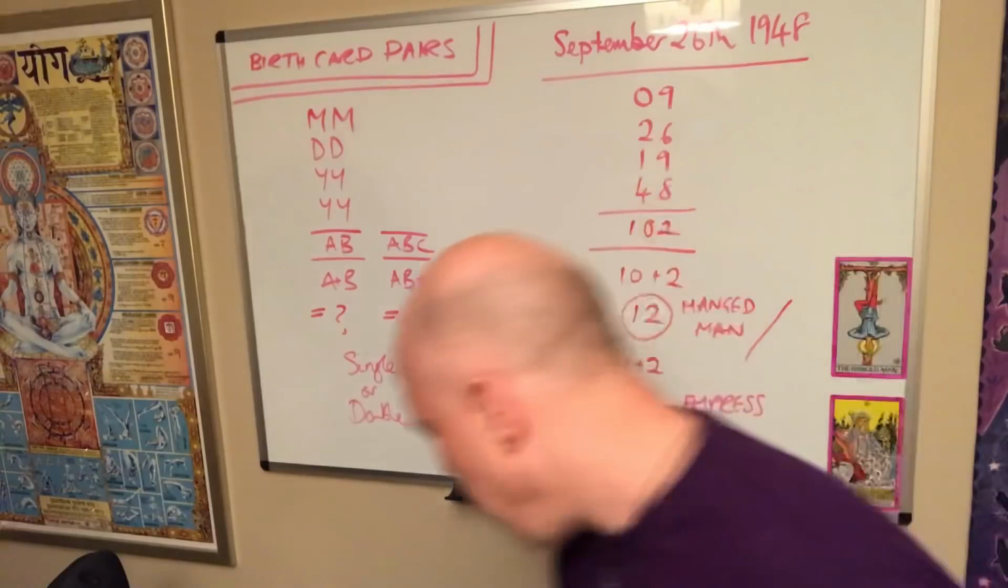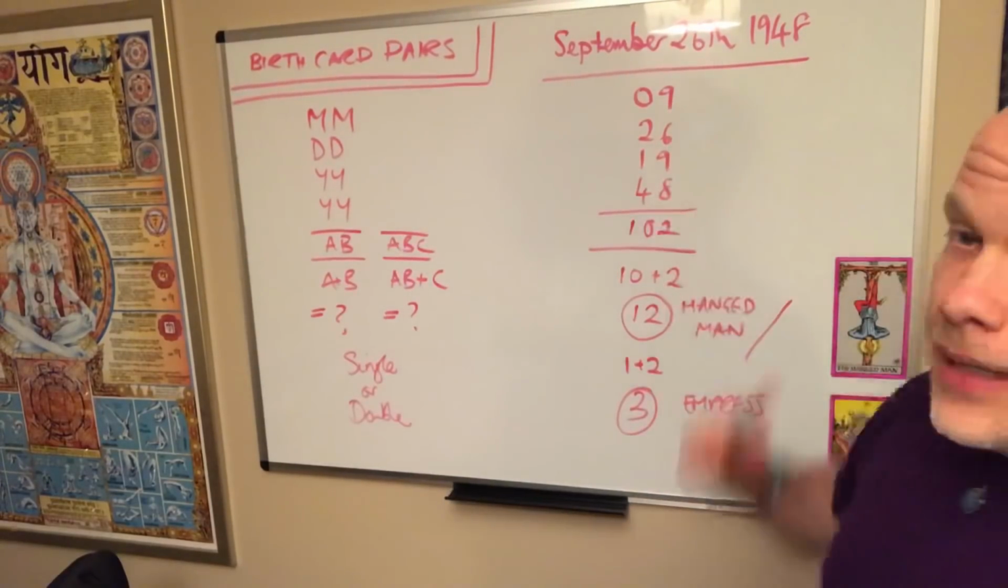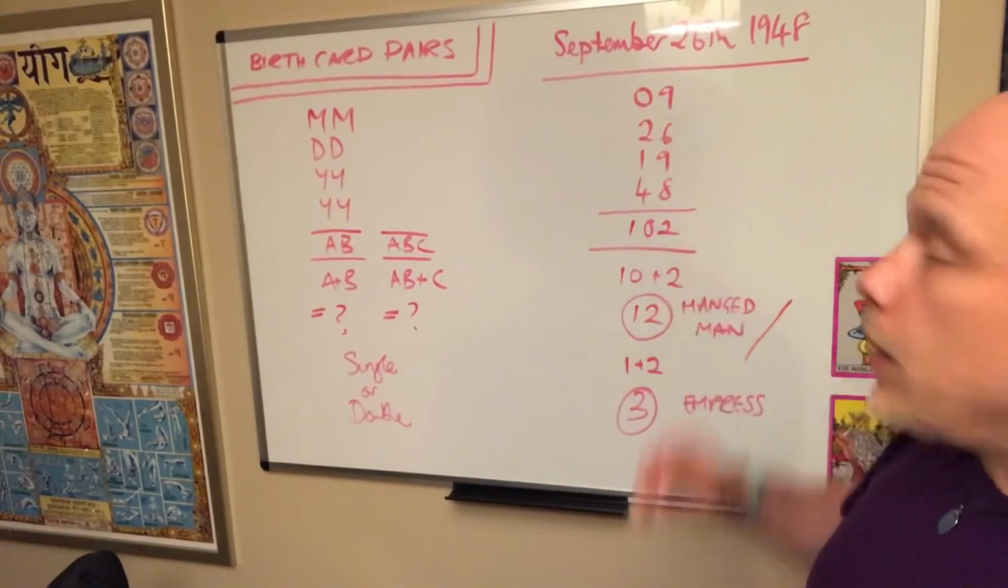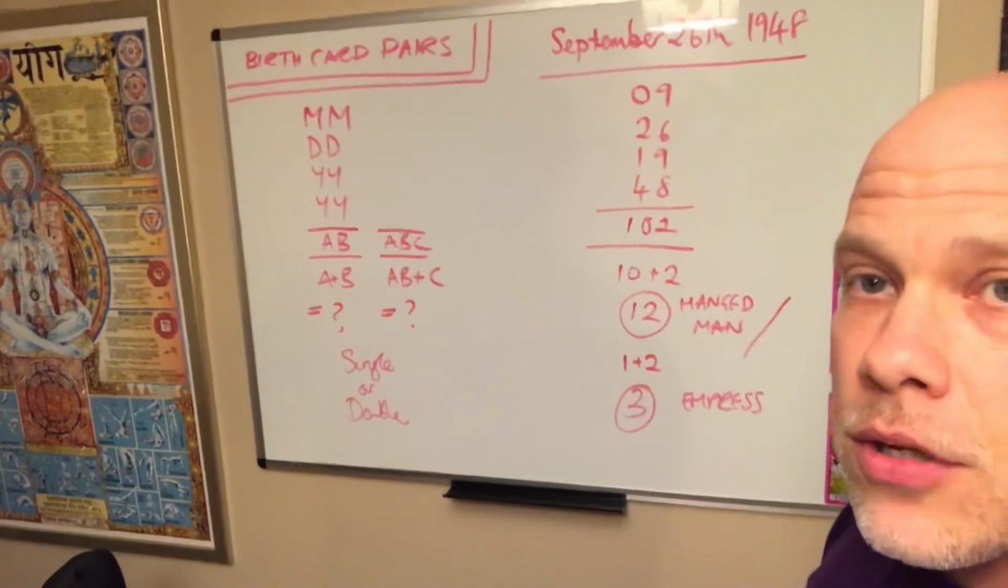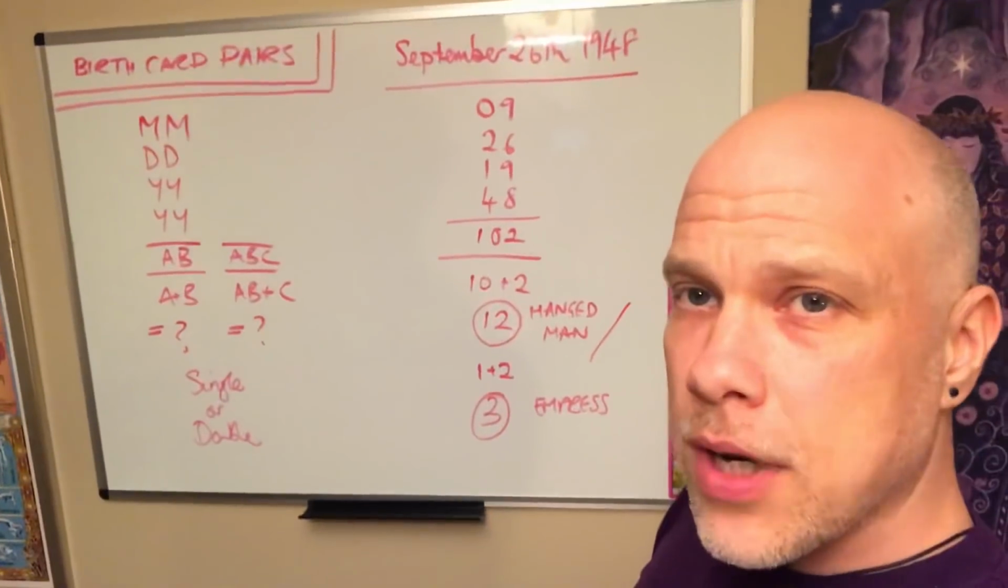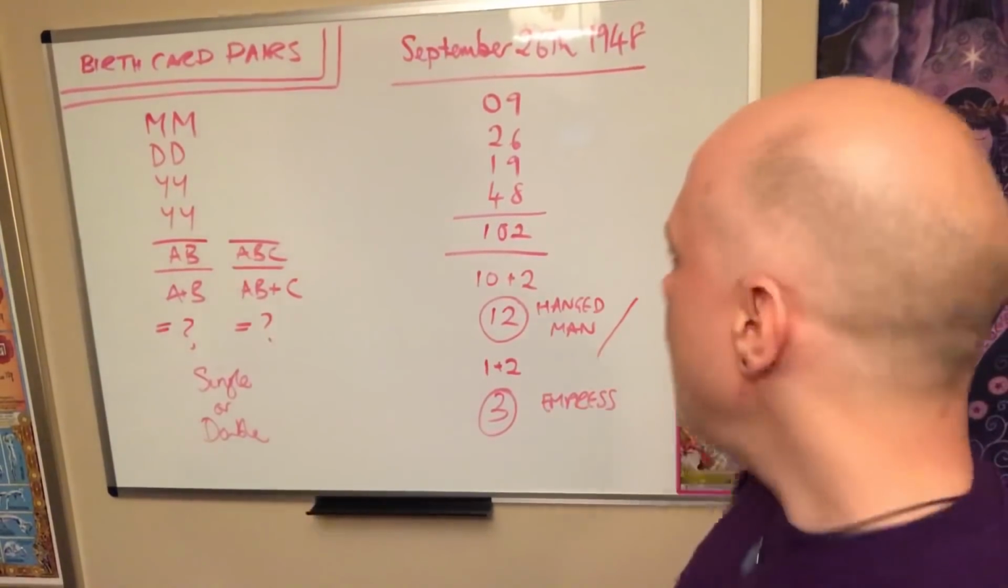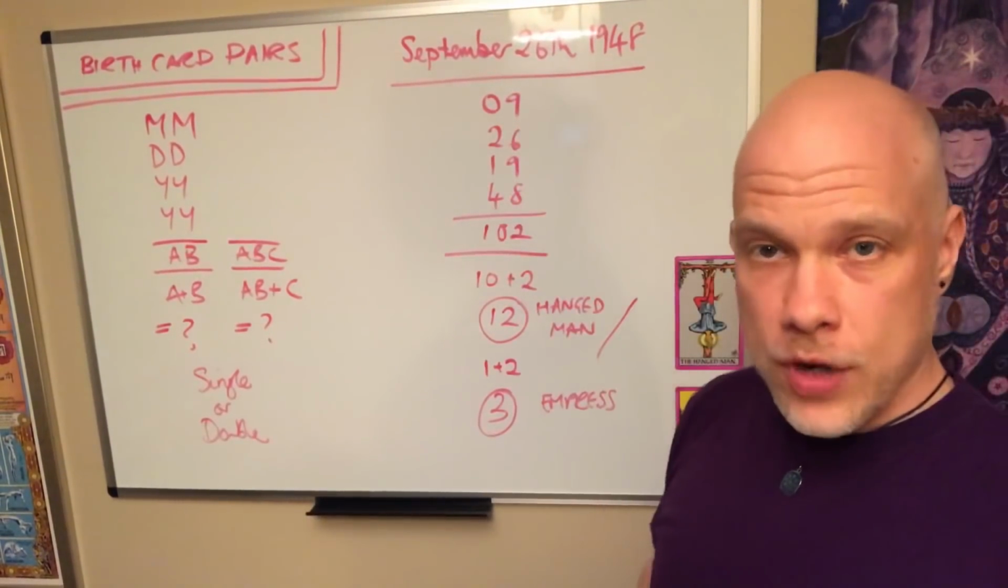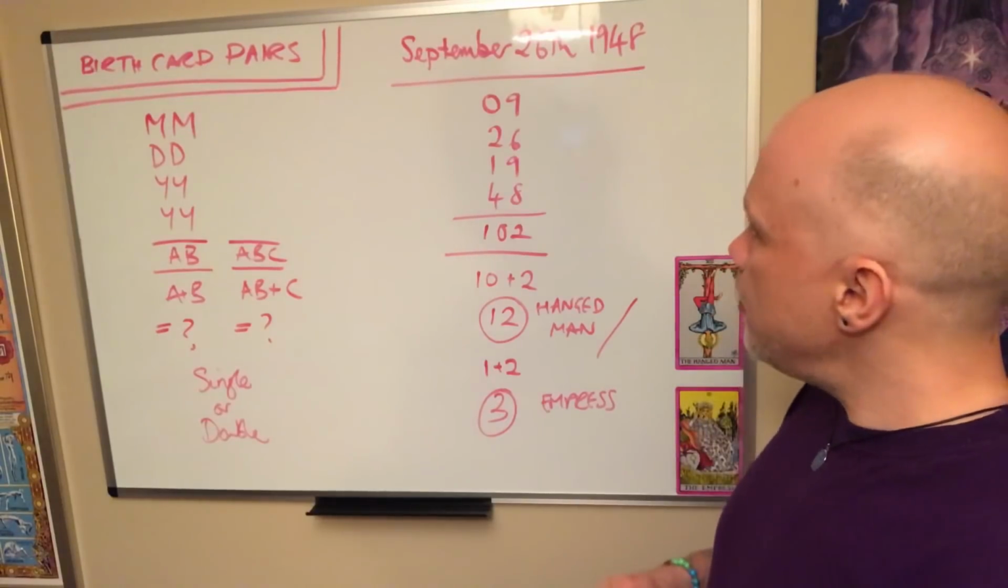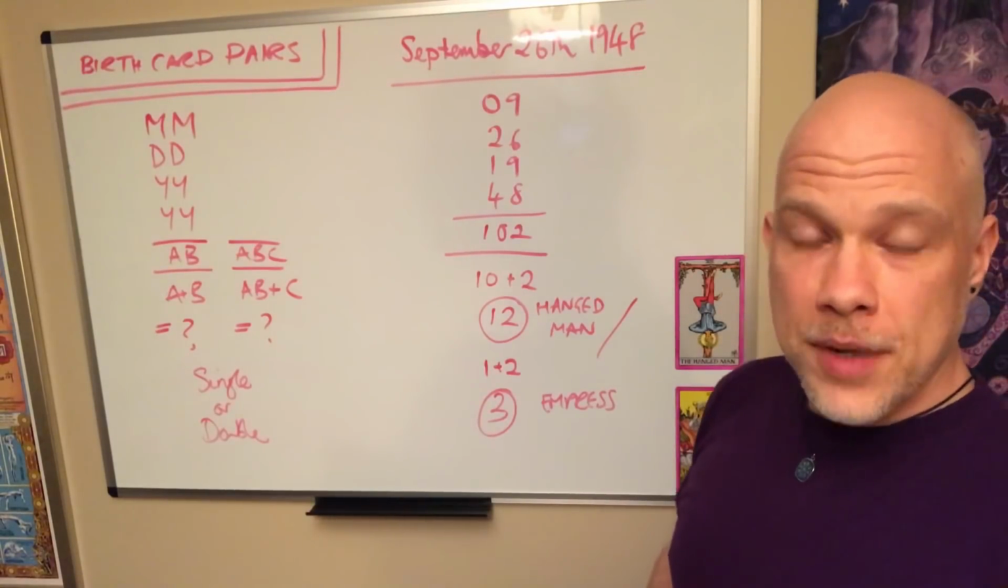So let me just show you what I mean, and we'll use this date as an example. September the 26th, 1948. Let me just tilt this round a bit so you can see a bit more clearly. Is that clearer? I'm not sure it is. Anyway, September the 26th, 1948, which is actually the birth date of Olivia Newton-John.